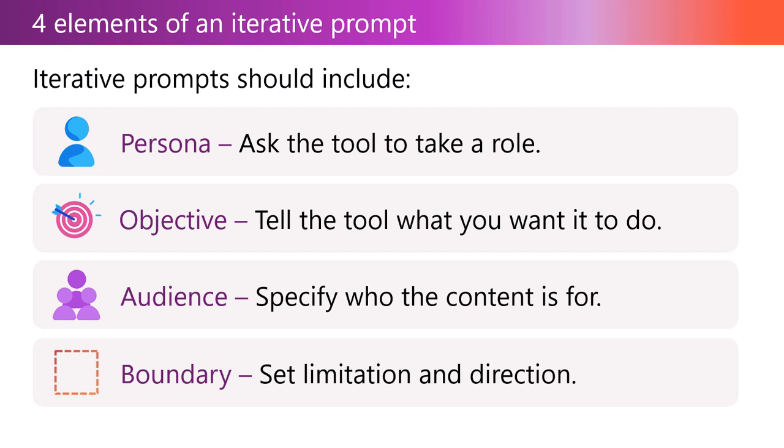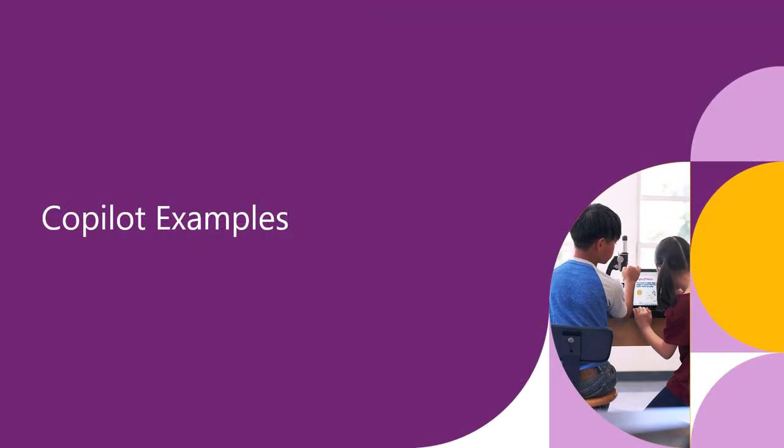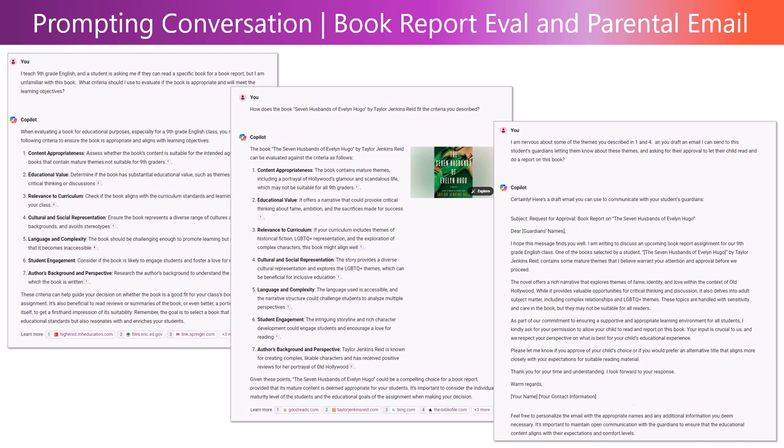So these are 4 essential parts of an iterative prompt that's going to give you what you are looking for. All right, so let's look at some of the practical ways that Copilot can be used. Here's a great example of a book report. Now, it's a little bit tough to see on your slide, but if you look at the top left-hand side of the screen, here is the iterative prompt that was used.